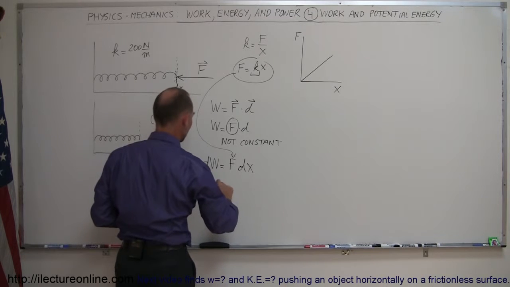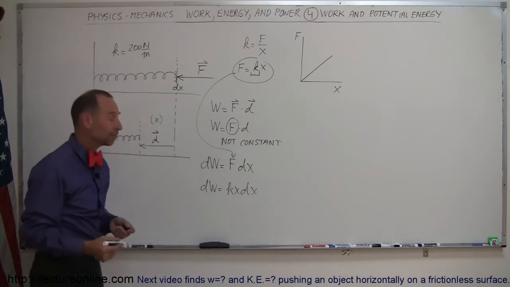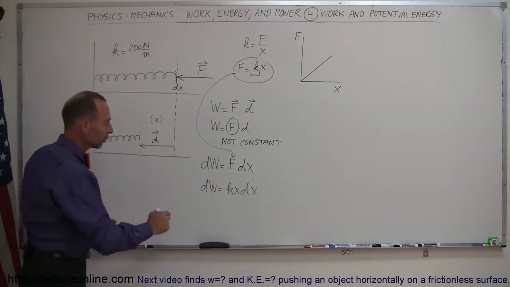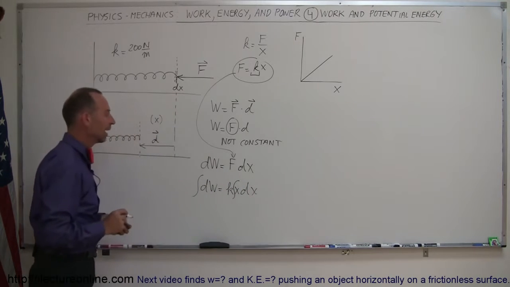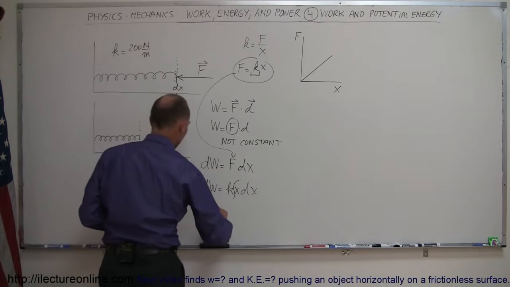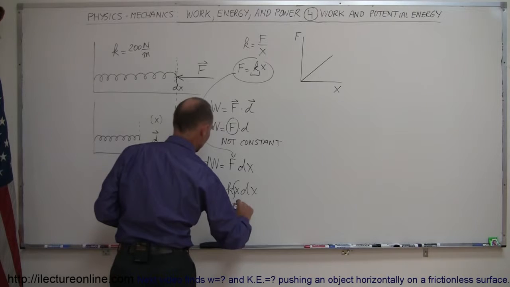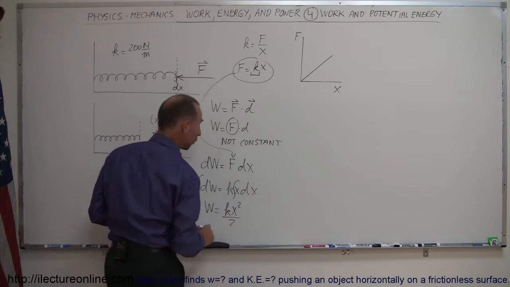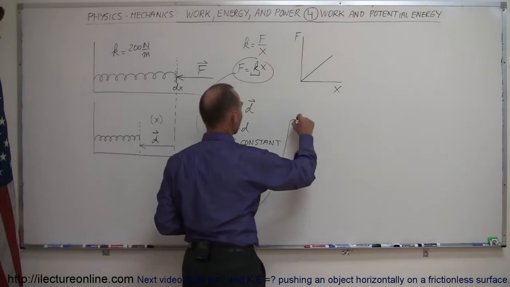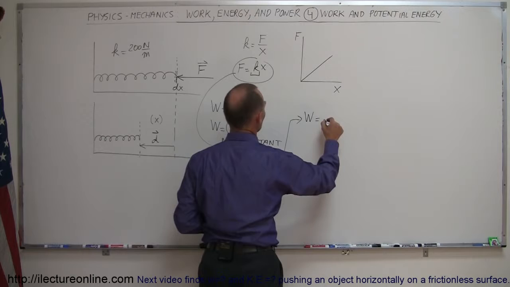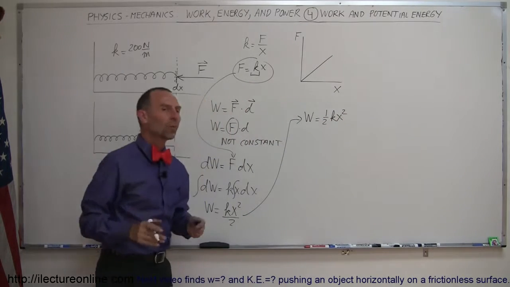So we can write that dW is equal to kx dx, and now we can integrate both sides of the equation. Of course, k is a constant, so the integral of dW is k times the integral of x dx. If we integrate that, the work done to compress it a distance x is equal to k times x squared over 2, with x representing the amount of compression of the spring. The most traditional way of writing this is that the work done to compress the spring is 1/2 kx squared.